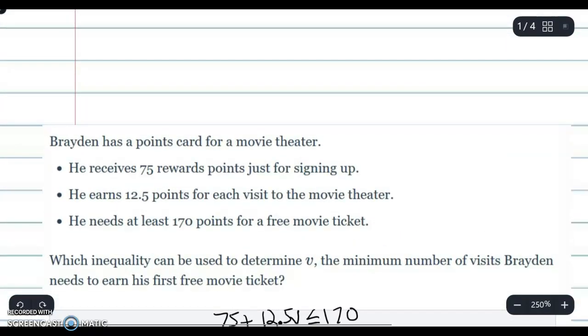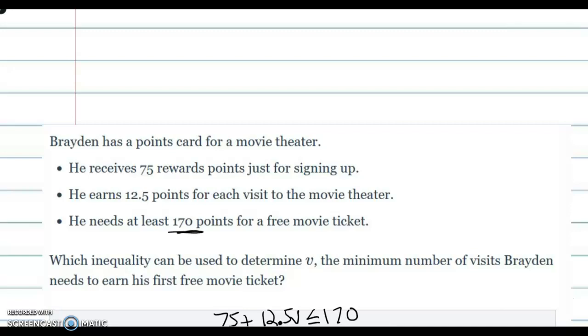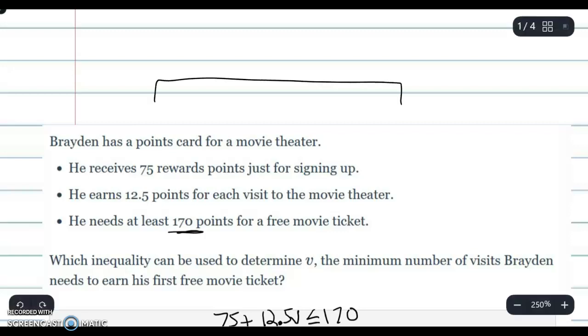So we're going to start with the total, which is 170 points. Let me read it right quick. Braden has a points card for a movie theater. He receives 75 reward points just for signing up. He earns 12.5 points for each visit to the movie theater. He needs at least 170 points for a free movie ticket. So he needs 170. So that's the total amount. At least 170. Right? Okay.